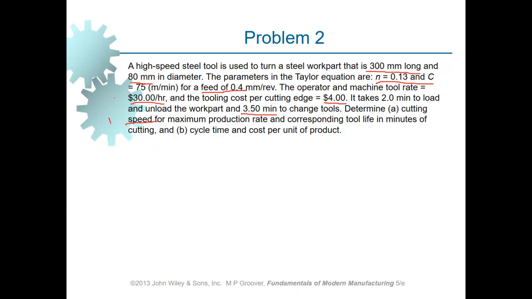Cutting speed is to be computed, which is giving us maximum production rate. Cutting speed for maximum production rate, or V of max, is to be computed, and also the corresponding tool life in minutes is to be computed. So some information is provided, and on the basis of the information that is provided, we are expected to compute the cutting speed and also the corresponding tool life.